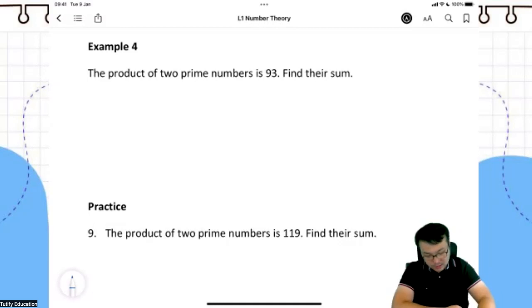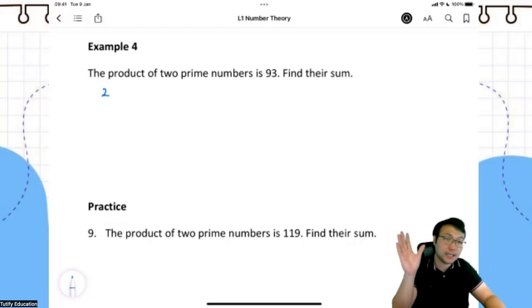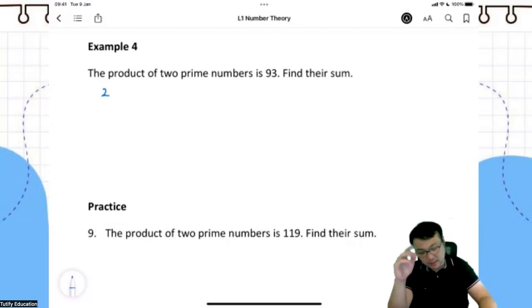2, yes. Now, the number 2 is very special. It is not only the smallest prime number, but it is the only prime number that is even. Yes, even. All the other prime numbers are odd, right? Okay, so this is the smallest one.